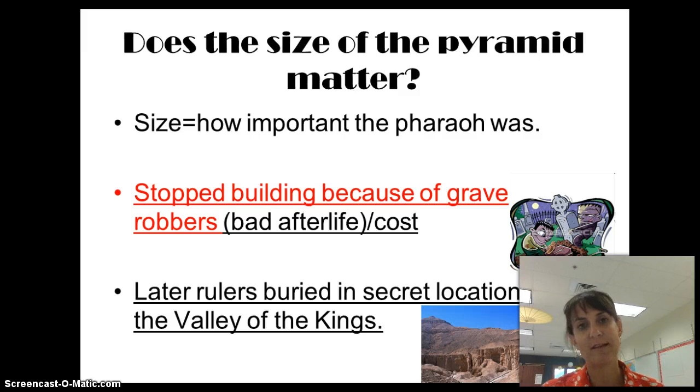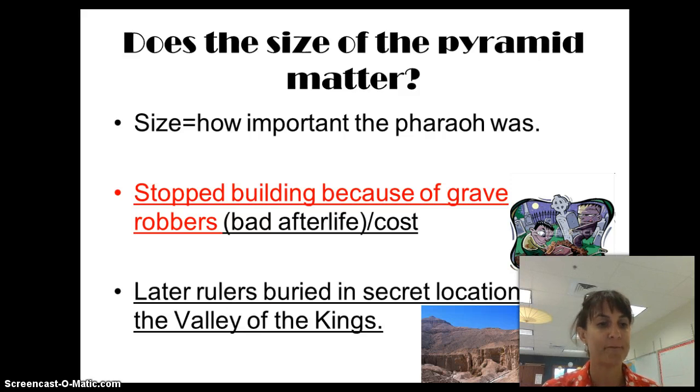So eventually what they decided to do is move the pharaohs and their families to an area called the Valley of the Kings, which you can see right here. They would cut tombs into the cliffs. They would still be found, but they were trying to be a little bit more secretive and cut down on the cost.